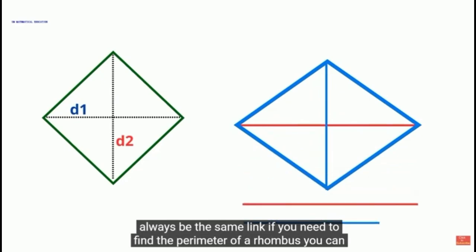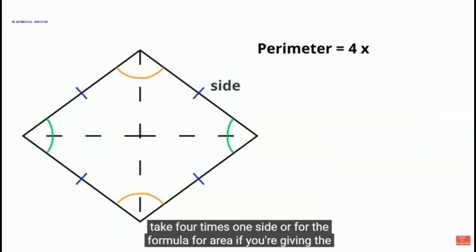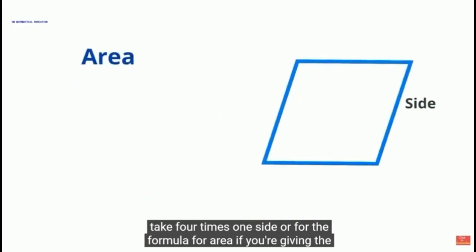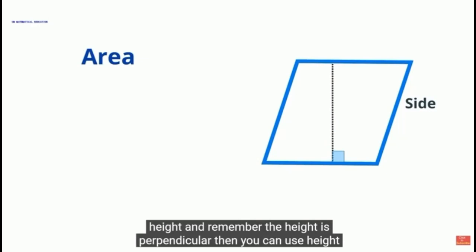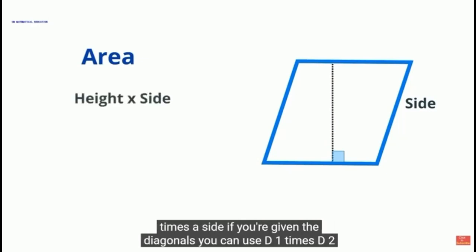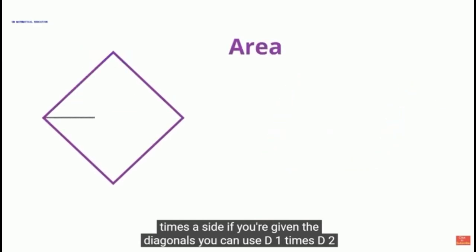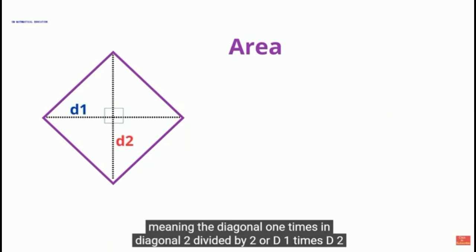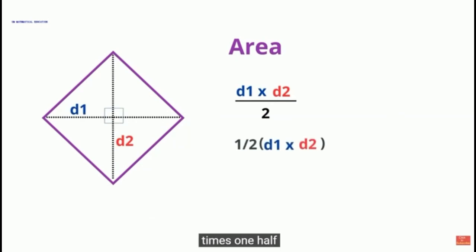If you need to find the perimeter of a rhombus, you can take 4 times one side, or 4s. For the formula for area, if you're given the height, and remember the height is perpendicular, then you can use height times a side. If you're given the diagonals, you can use D1 times D2, meaning diagonal 1 times diagonal 2, divided by 2, or D1 times D2 times 1/2.